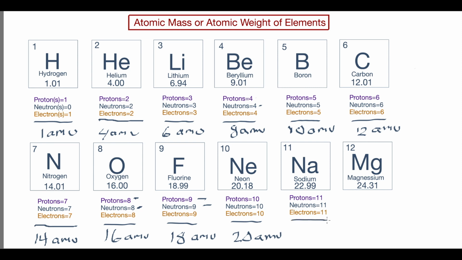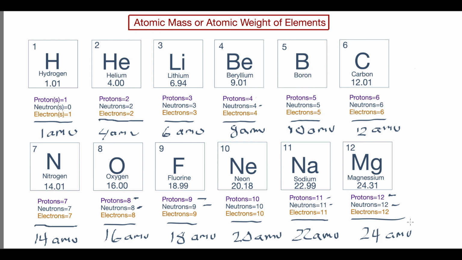Sodium. Sodium has 11 protons, 11 neutrons, and 11 electrons. So we do calculate the atomic weight of this element of sodium, and we have 11 protons plus 11 neutrons equals 22 AMUs. And the last one is magnesium. Magnesium has 12 protons, 12 neutrons, and 12 electrons. The atomic weight of this element is 24.31. Let's see how close we can get. So 12 protons plus 12 neutrons is 24 AMU. So we are close to it.